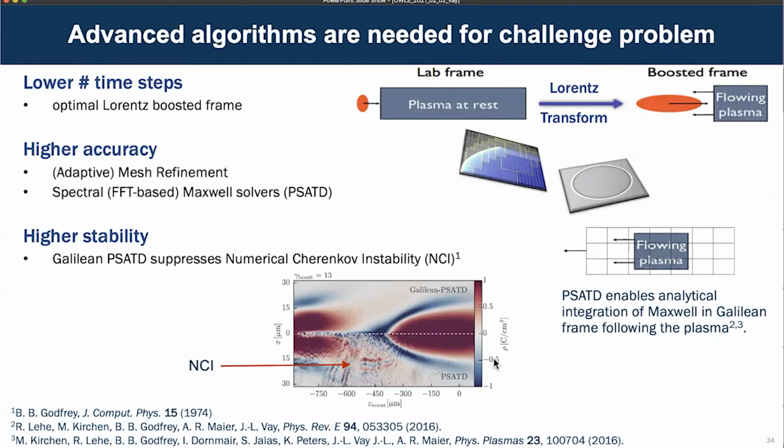And you see a demonstration here where the bottom half is from a simulation where we see a wake. So that was driven by a laser, I believe. And you see all this noise, really, that is a manifestation of numerical Cherenkov instability. And you see using the new Galilean PSATD, this is nicely stable on the top half.